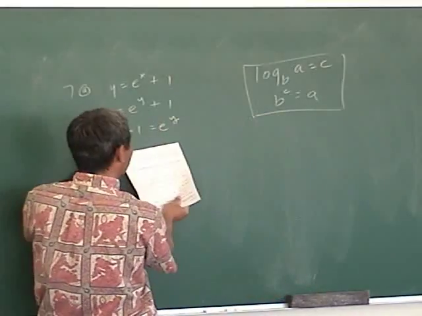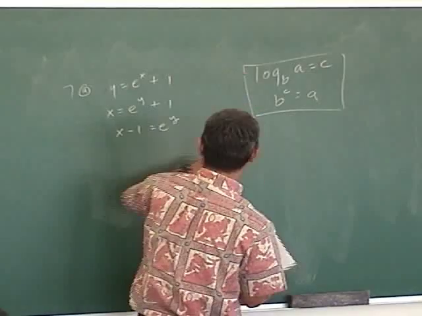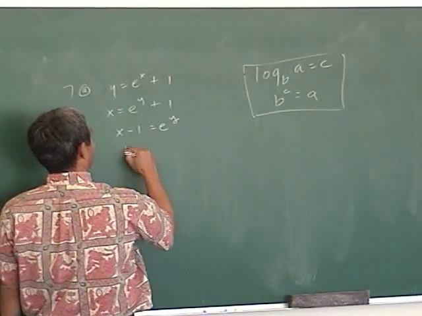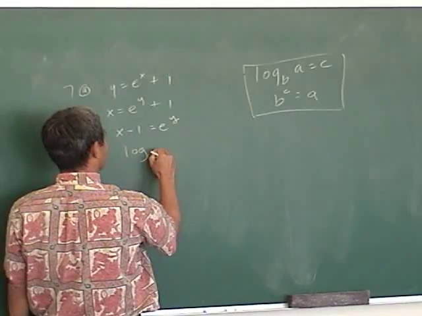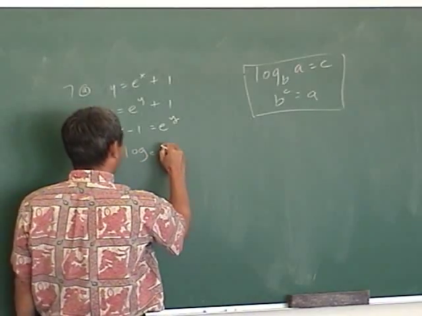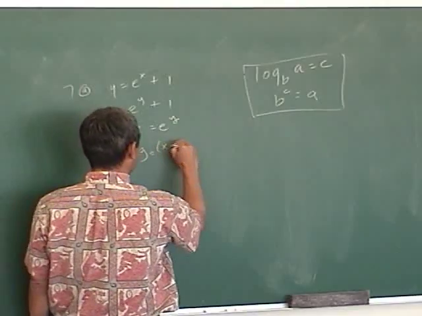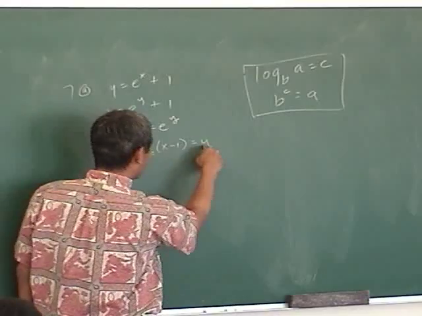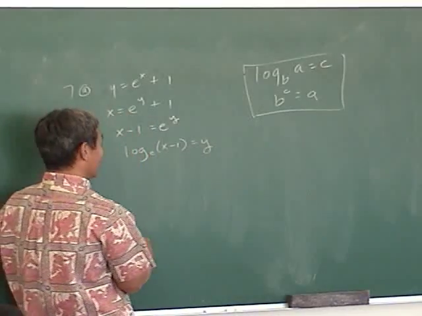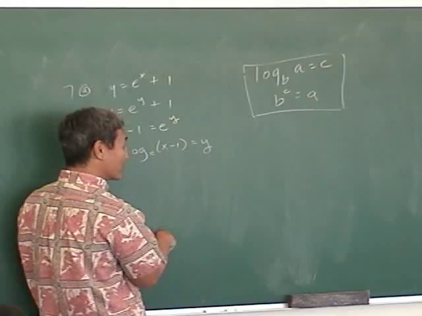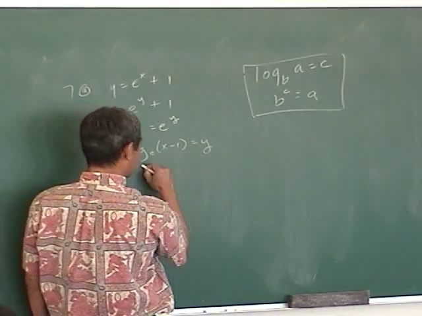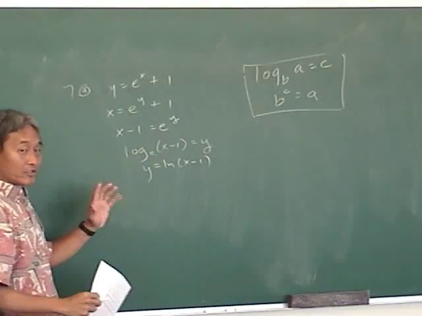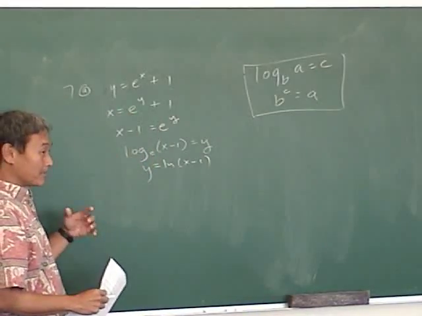So if you have exponential form, which is this one, change it to log form. So how do you change this to log form? Log base e of x minus 1 is equal to y, right? Because e to the y equals x minus 1. Except we don't write log base e. We write natural log. So this is the same thing as y equals natural log of x minus 1. So that's how your teachers taught you last year, right? Just change it to exponential form.